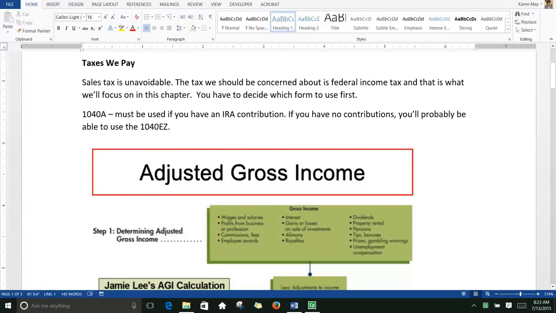In this chapter, you'll focus on the taxes that we pay. Sales tax is unavoidable. The tax we should be concerned about is our federal income tax, and that is what we'll focus on in this chapter. You have to decide which form to use first. The 1040A must be used if you have an IRA contribution. If you have no contributions, you'll probably be able to use the 1040EZ.